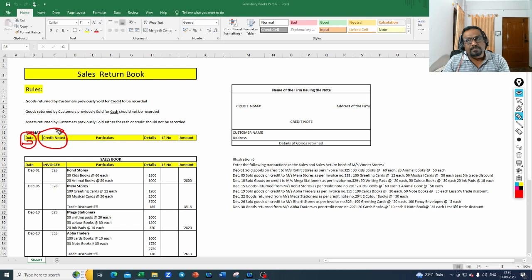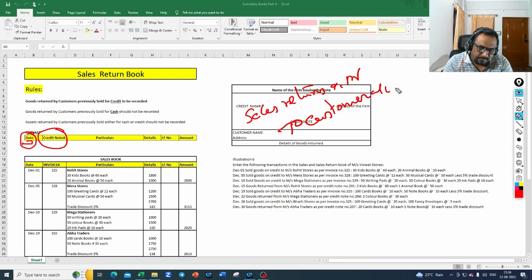How is it possible? When the goods are returned to us, sales returns, what entry do we write? Sales returns account debit to customer's account. What are we doing here? Customers we are crediting. So that is what exactly we are informing to the customers in the document.